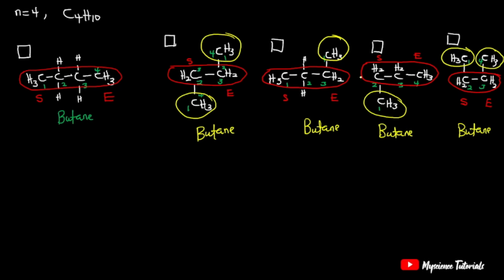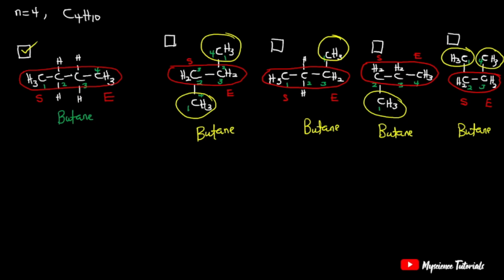So what we need to note is that after writing our longest continuous chain, if you want to form any other different compound other than having the 4 carbon atoms connected directly to each other, we have to avoid adding the third or the fourth carbon atom to the ending or the terminal carbons. Let me take that again.